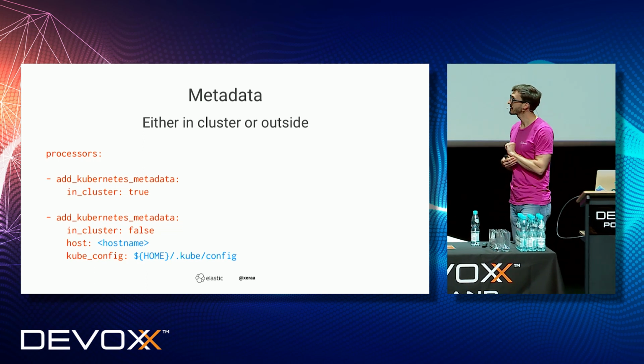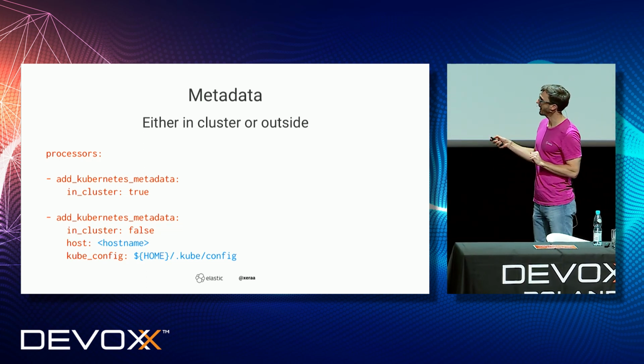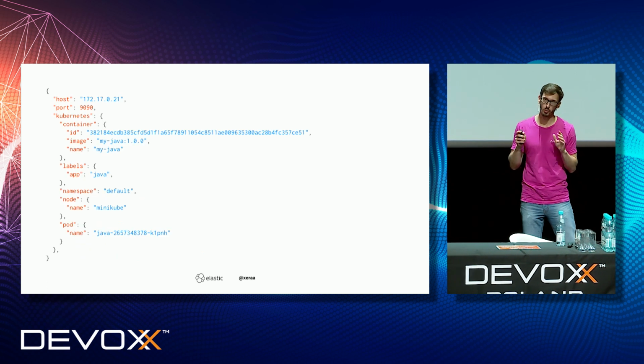You can get the metadata of Kubernetes, and it's either this block or this block. It's an XOR. So if Filebeat is running as part of the Kubernetes cluster, you can just say in cluster, because it knows where the Kubernetes API is. If you install Filebeat on the host, you would need to tell it where the admin API is, so you can fetch the metadata from there. But that way you can still get the metadata from Kubernetes.